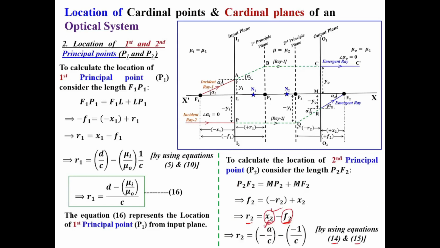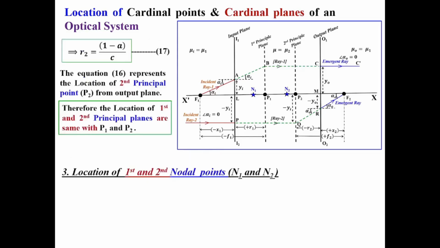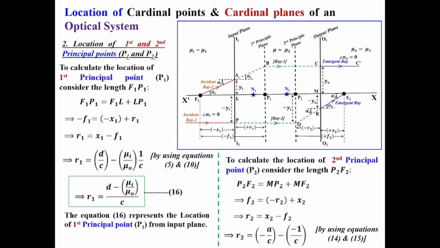So x2 is substituted by minus a by c, and f2 is substituted by minus 1 by c. That implies here this will be plus 1 by c minus a by c, so obviously the numerator will be 1 minus a by c. Let this be your equation number 17.